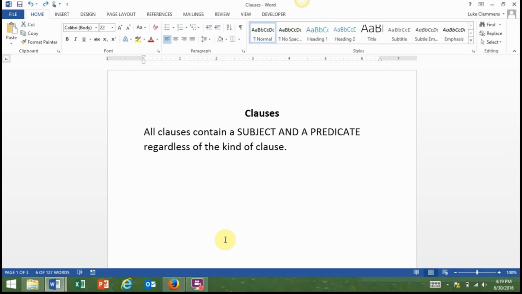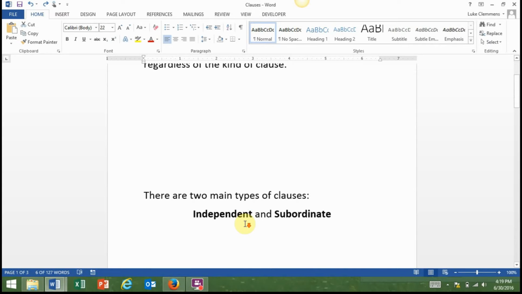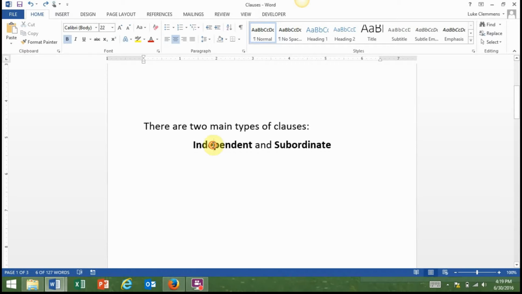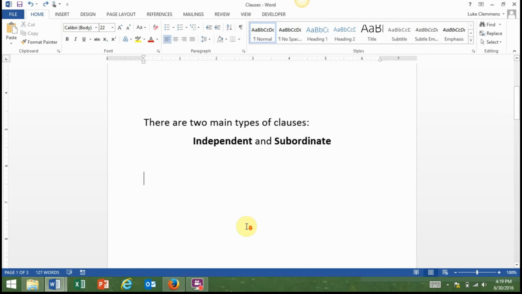Today we're going to be talking about clauses. All clauses contain a subject and a predicate, regardless of the kind of clause. And really, today we're just going to be talking about two types of clauses, independent and subordinate. So, starting with independent clauses.